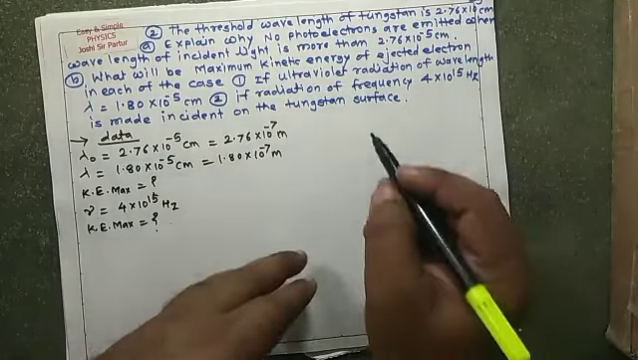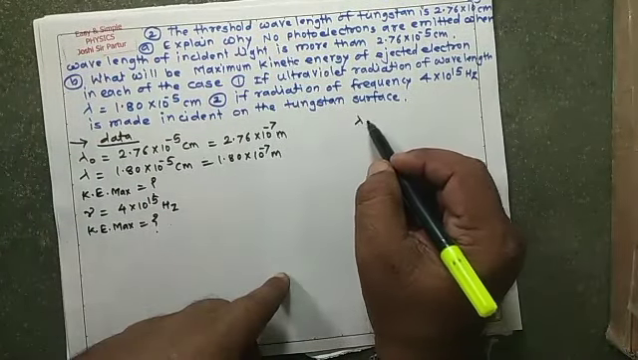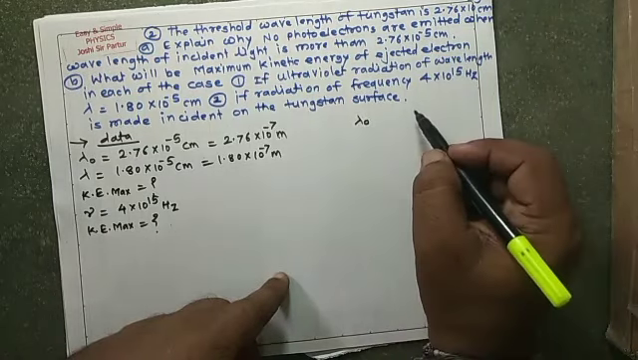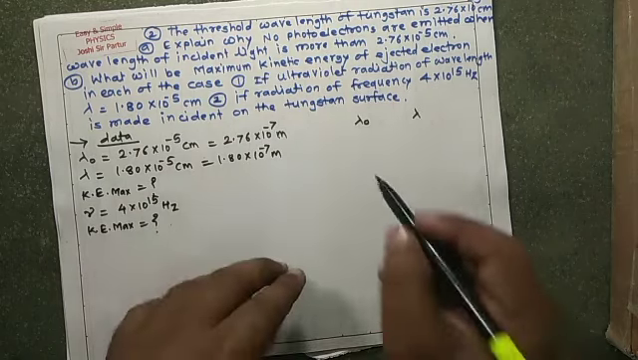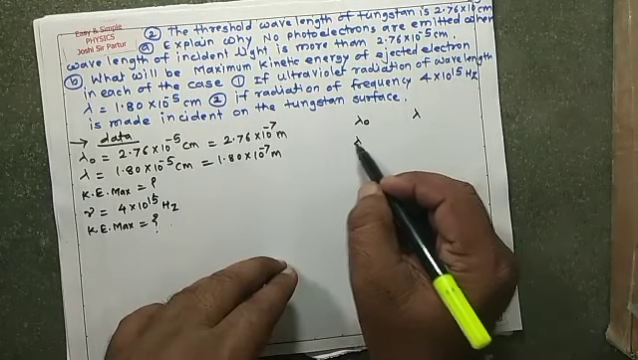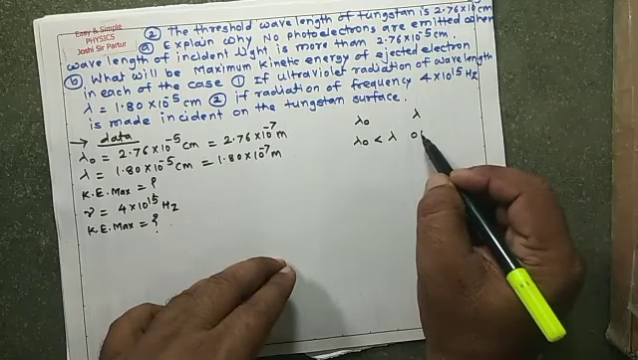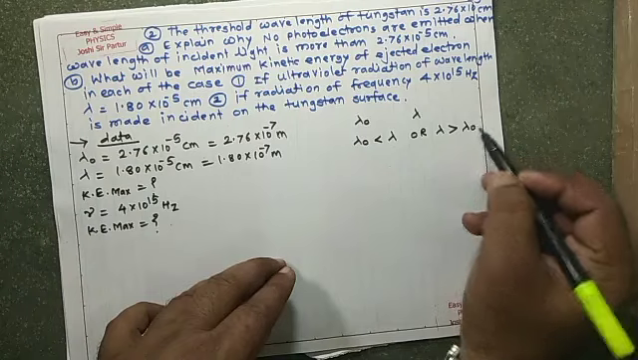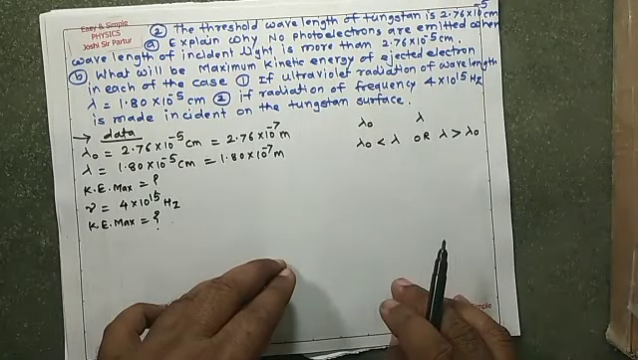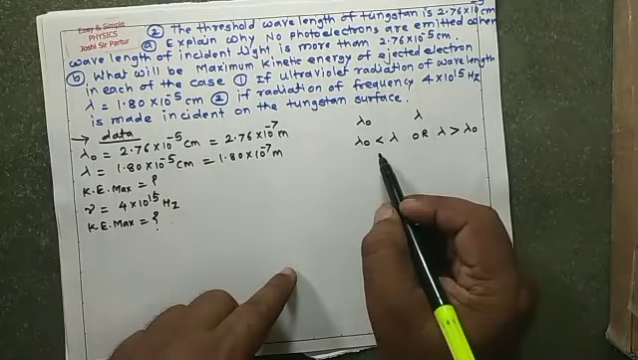There is a definition of threshold wavelength. Threshold wavelength is denoted by lambda 0 and incident wavelength is denoted by lambda. Whenever lambda is greater than lambda 0, then there is no photoelectric emission.